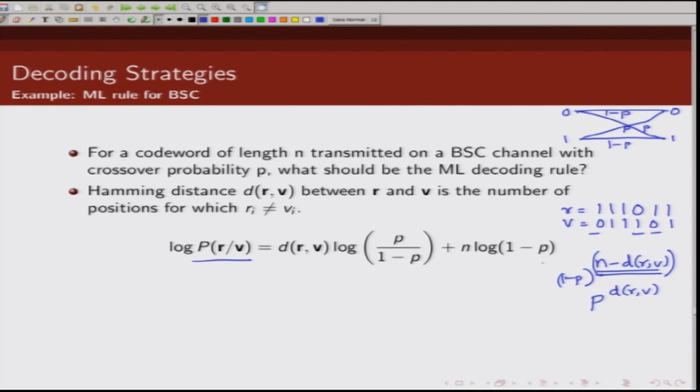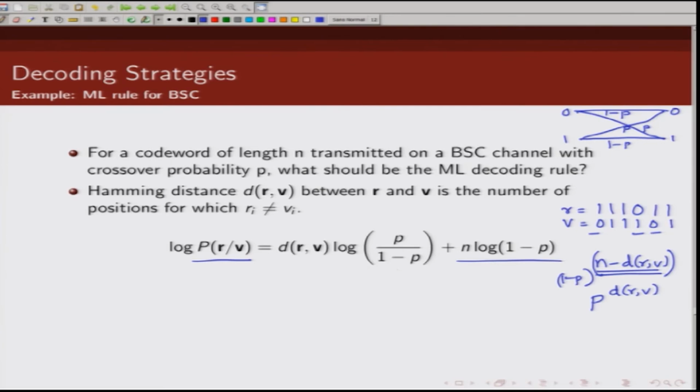So, to maximize this probability, we have to choose our v hat such that this is maximized. Now, look closely at both of these terms. Let us first look at this term. Does this term depend on selection of v? No, it depends on n, which is code word length, it depends on crossover probability p. So, whatever v we choose, it does not change this probability. So, in other words, to maximize this, we will have to maximize this first term.